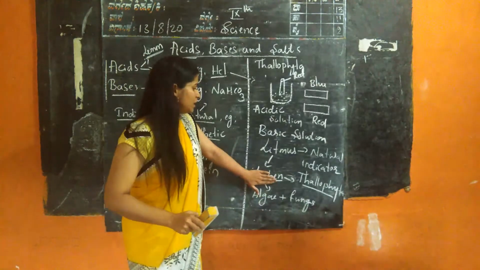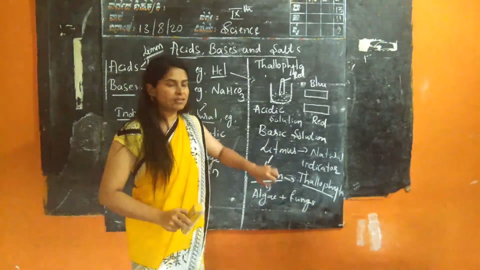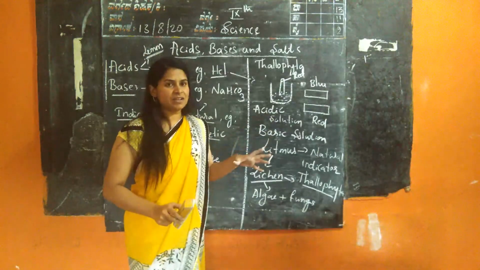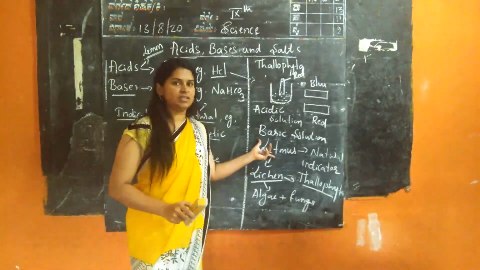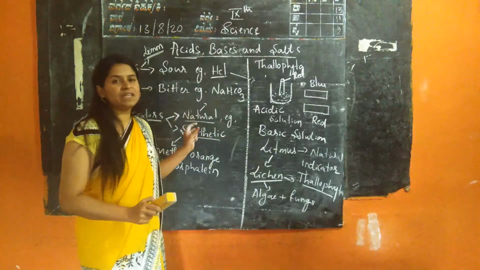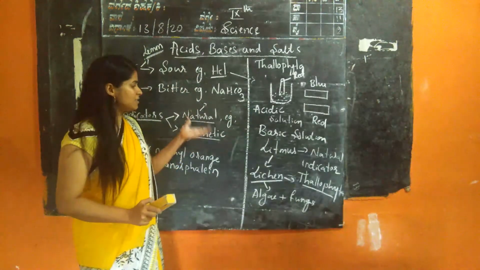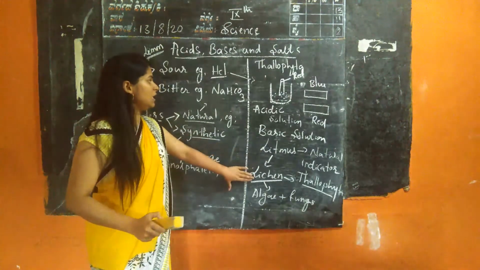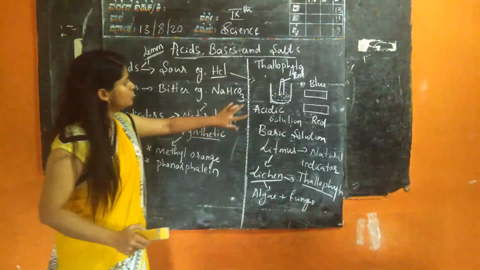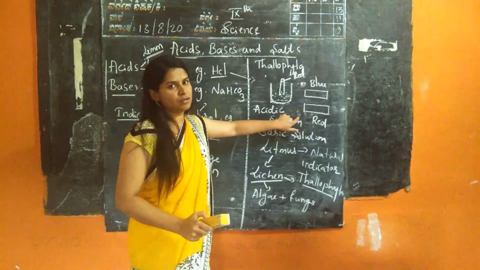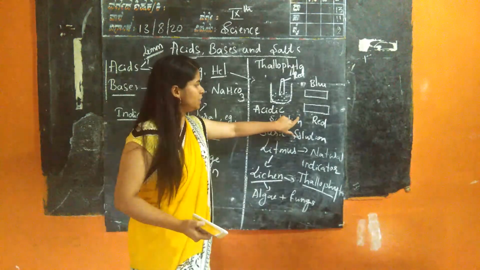We extract the litmus solution from lichens, which acts as a natural indicator. Understood, students? This was a little introduction about acids and bases, and then about litmus and lichens, and how we should differentiate between an acidic solution and a basic solution. I will continue in the next class.